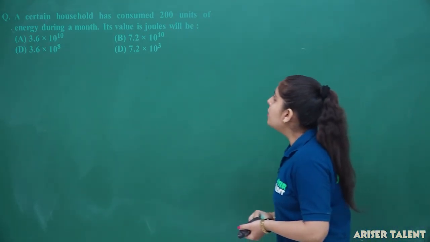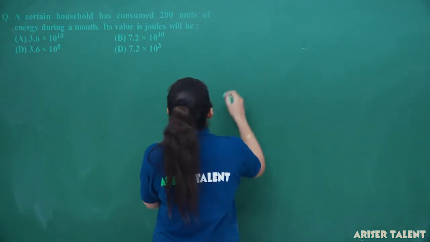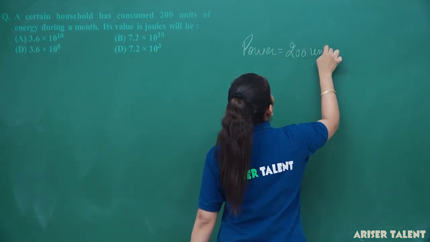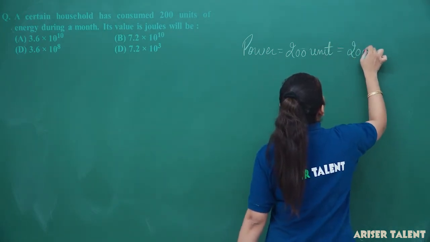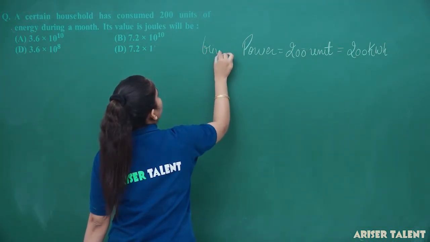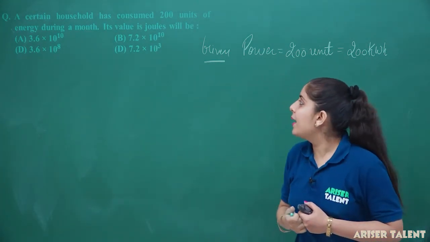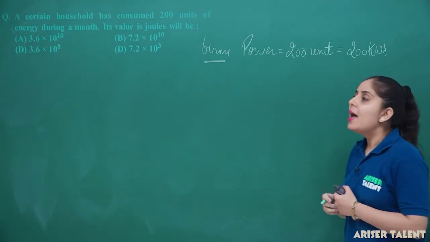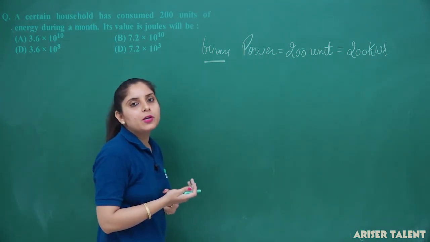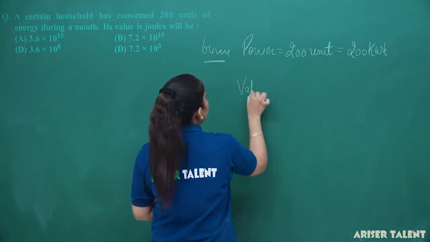A certain household has consumed 200 units of energy during a month. So, how much energy is it consuming? It is consuming 200 units. 200 units means 200 kilowatt hours. So this is the given condition here. Now what you have to do? You have to determine its value in joules. If I have to determine this value in joules, what can I do here? I will convert these into watt hours because this is given in kilowatts and we have to do the conversions for calculating in joules. So, you have to calculate the value in joules.